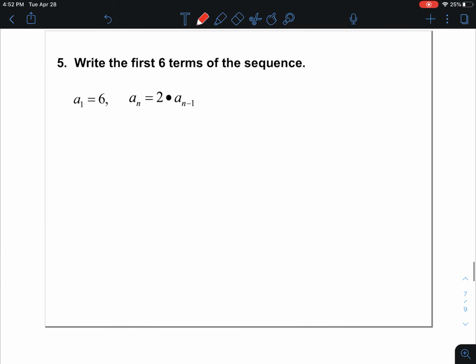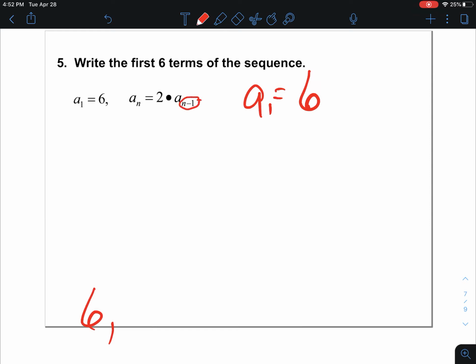Write the first 6 terms of this sequence. Okay, this one's a little different because they tell us the first term, so we already know that our first term is equal to 6. And you can see right here that it says a sub n equals 2 times a sub n minus 1.